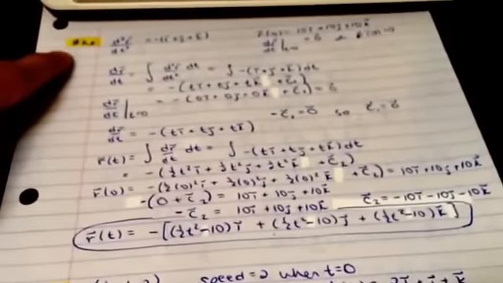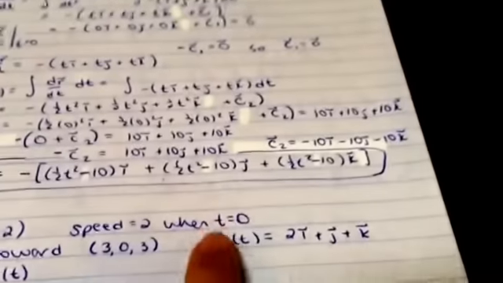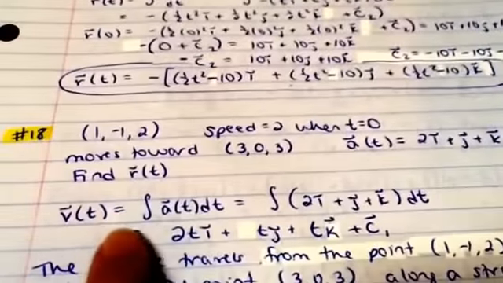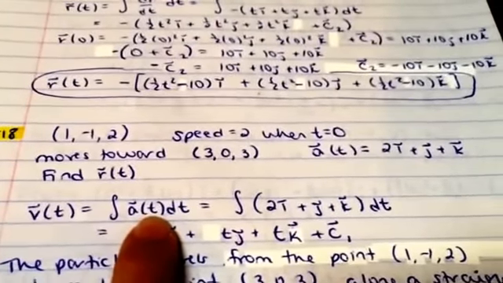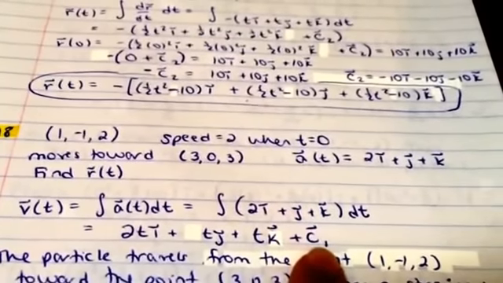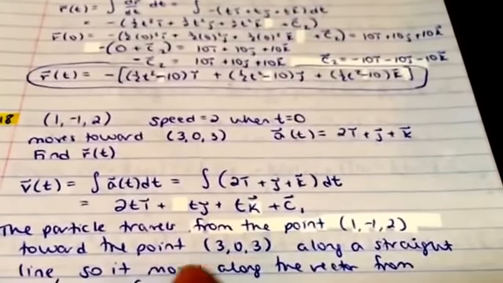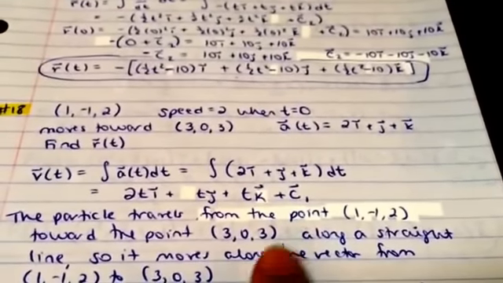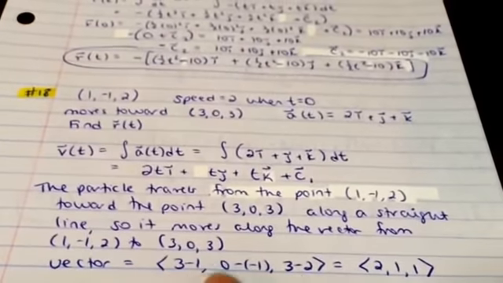So this is a problem just like number 16. It's just instead of calling it this, they're calling it a, but a is the second derivative of r, so it's the same thing. The first derivative, which is the velocity, is the integral of the second derivative, which is the acceleration. So I'm integrating this. A constant pops up. And here they didn't give it to me nice and neat like they did before, so I have to figure it out myself. It travels from this point to this point along a straight line, so it moves along the vector that has this for the initial point and this for the terminal point. So you just do terminal minus initial, and it's moving along this vector.